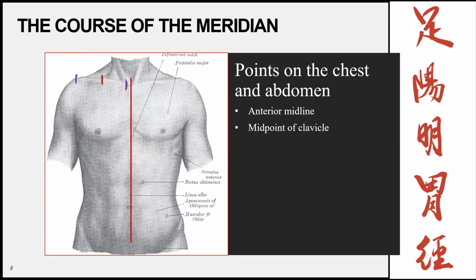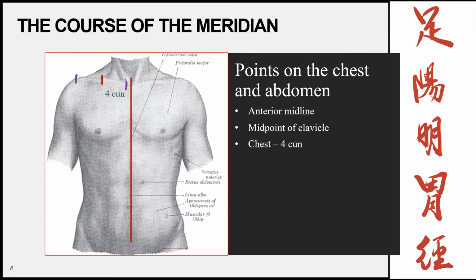And then this measurement is 4 tsun. What this means is that the clavicle is 8 tsun, so midway is going to be 4 tsun. One thing to note here is that from the midline to the nipple is also about 4 tsun. Because if you remember from our locating acupuncture points lectures, from one nipple to the other nipple is 8 tsun. So therefore half this distance would be 4 tsun.